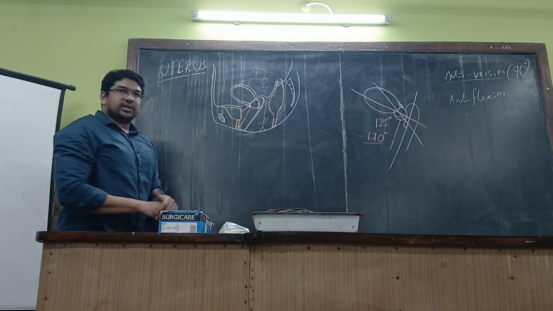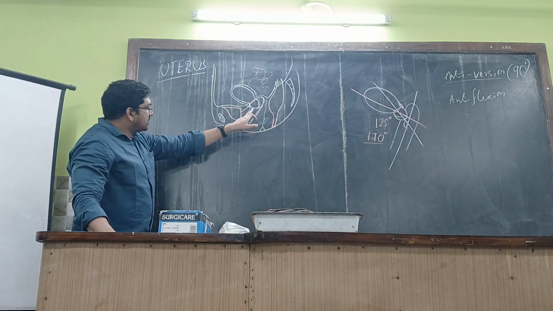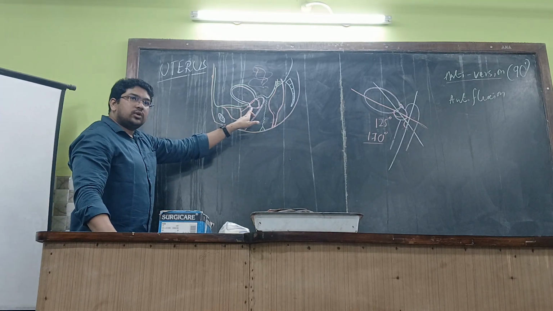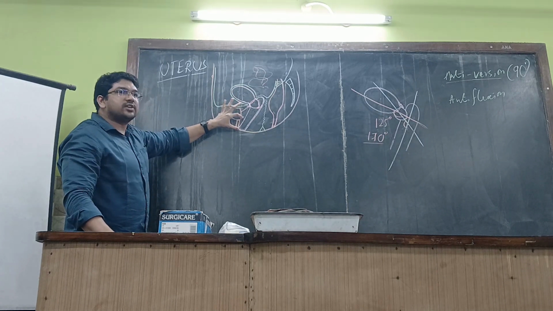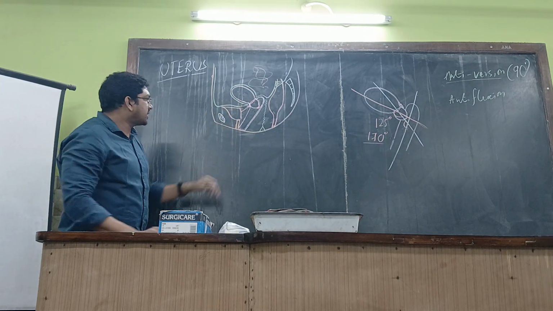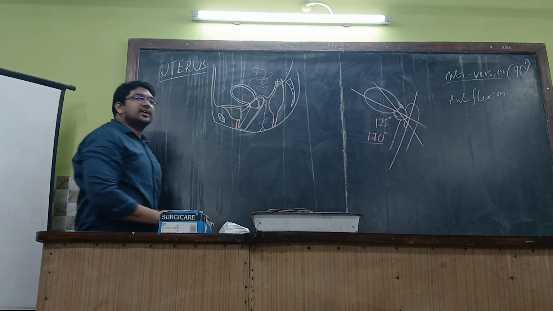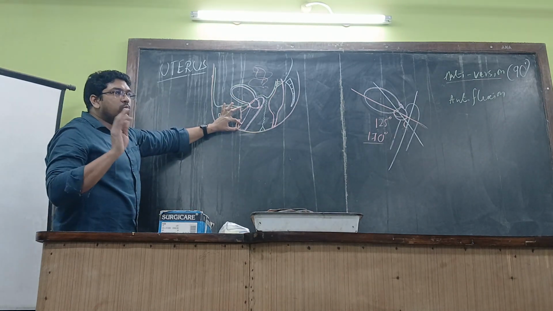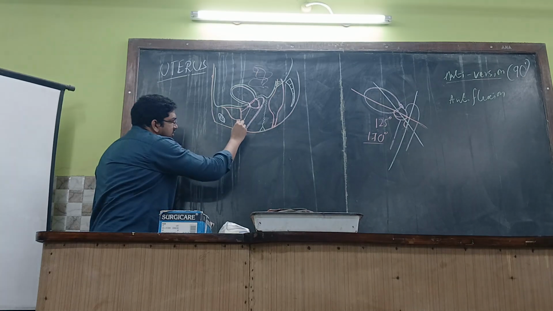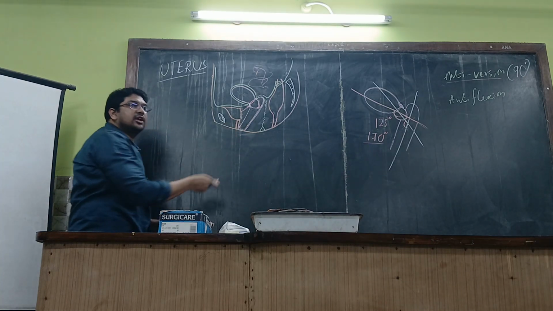So, coming to the vagina, what are the relations? You can easily say. Now, the anterior aspect will be related to the base of the bladder and of course the urethra. Further downwards into the urethra. And this female urethra will be passing towards the lower one-third of the vagina on the anterior wall. This urethra will be passing through the anterior wall of the vagina.